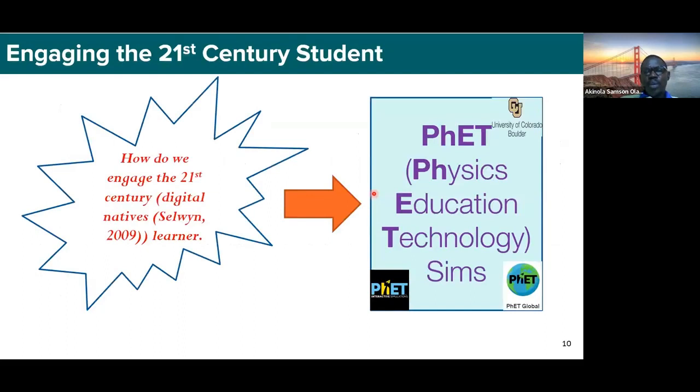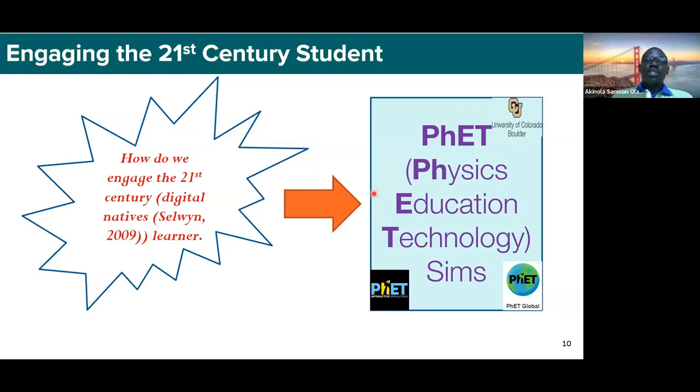Now, how do we engage the 21st century student? In 2009, Selling published a paper, and they refer to every child born after 1980 as digital natives. And those that were born before 1980, they refer to them as digital migrants. What point was he trying to say? It is this: if you were born after 1980, you were born into a digital world. Every child born after 80 will probably see a computer or have access to a phone and things like that within a very short period of time.